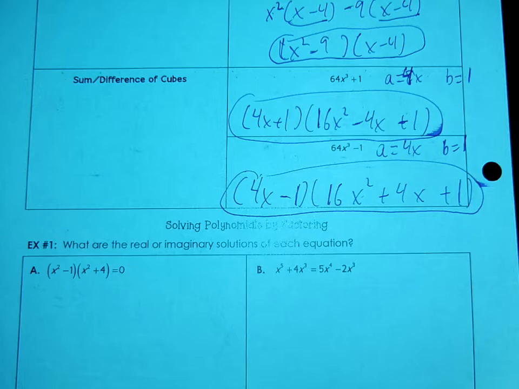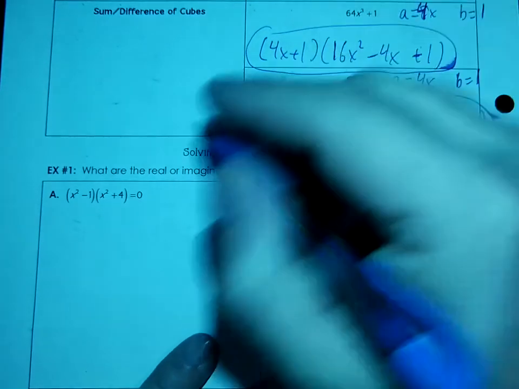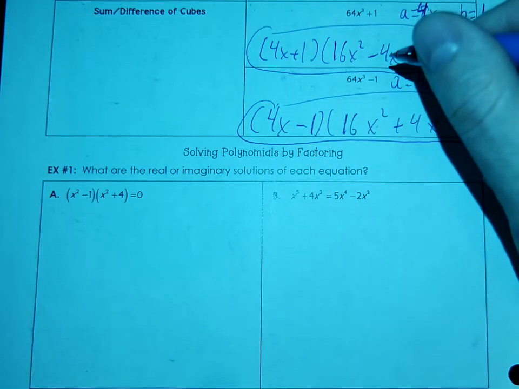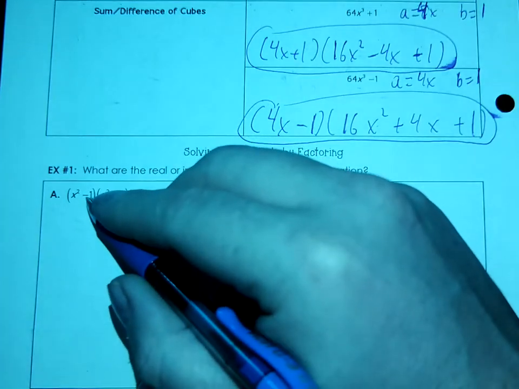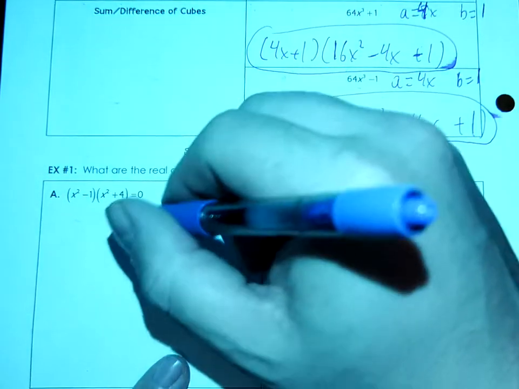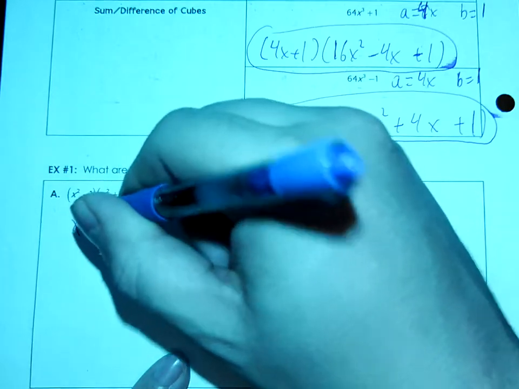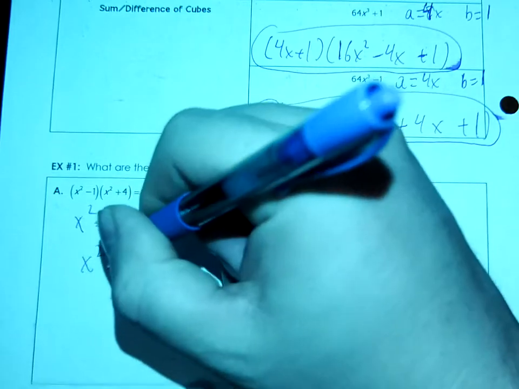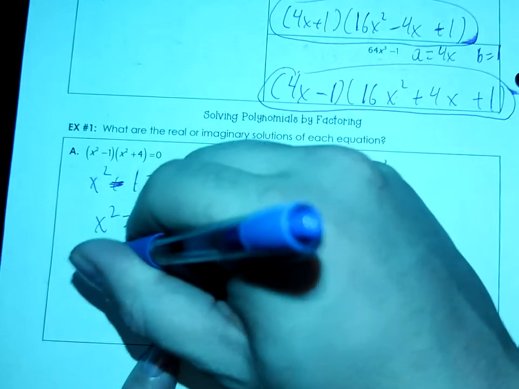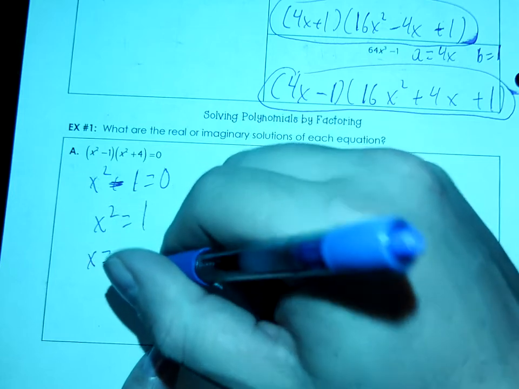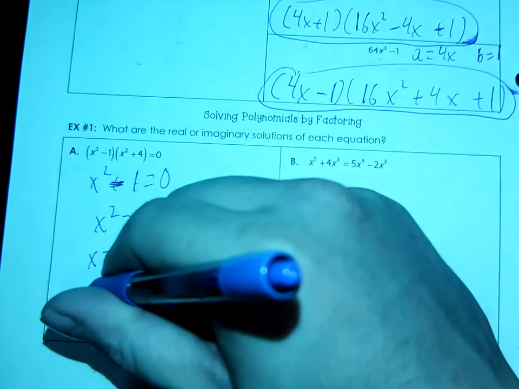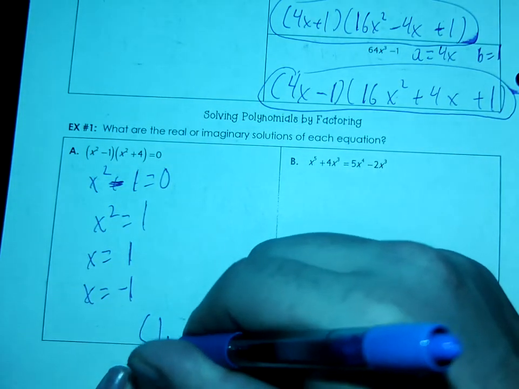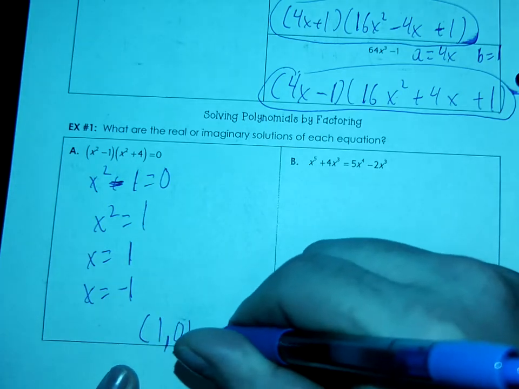Alright, so let's talk about real and imaginary zeros. What you're going to do is set things equal to 0 inside the parentheses on each of these. Now, they have to be inside the parentheses to set them equal to 0. So, example 1 is set up for you. So, x squared minus 1 equals 0. Therefore, x squared is 1. So, x is equal to the square root of 1, positive and negative. So, x is equal to a positive 1 and a negative 1. Those are two real zeros. 1 comma 0 and negative 1 comma 0.